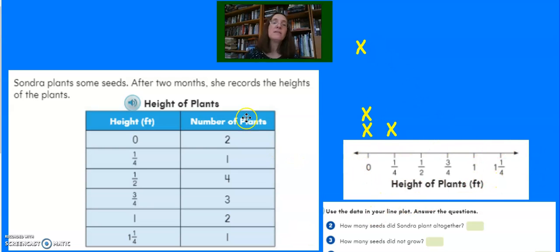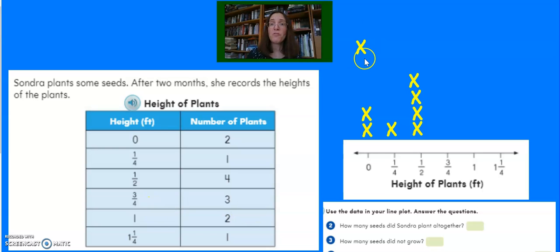And as you can see, I've already done 0, 2 plants there, and 1/4 foot, 1. And so now I'm doing 1/2. Ooh, that's 4 of them. Now, this is to remind you as I do this, that when we do line plots, we kind of want to get these X's to be about the same size. And we sort of want to imagine that if I've got 2 X's on this one, it'll be about the same height on all the others that have at least 2 X's. Let's see here now.